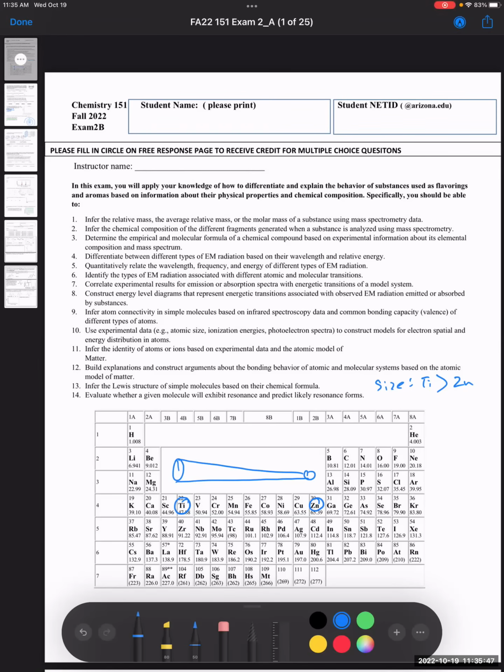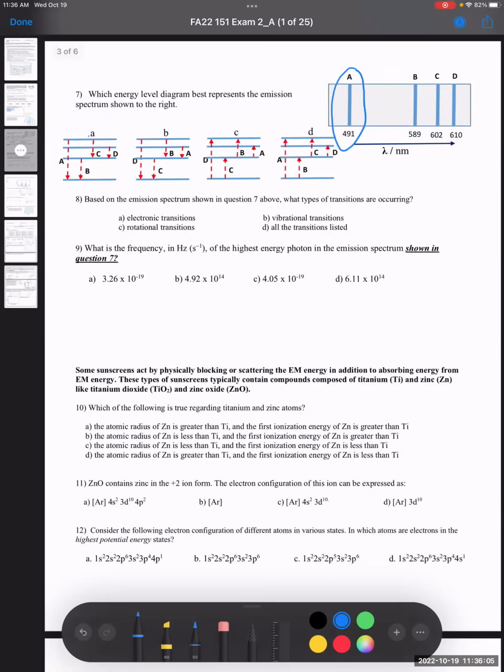And as a result of that, what is going to happen to the ionization energies? Zinc is going to have a higher ionization energy because you're going to have stronger attractive interactions between the nucleus's positive charge and the electrons. Therefore, you're going to have to provide more energy to remove electrons. So keeping that in mind, moving on to the question, the atomic radius of zinc is less than titanium. So we can eliminate option A, it says greater, and option D, it says greater again. It should be less than titanium. And the first ionization energy of zinc is greater than titanium. So that is correct, option B.